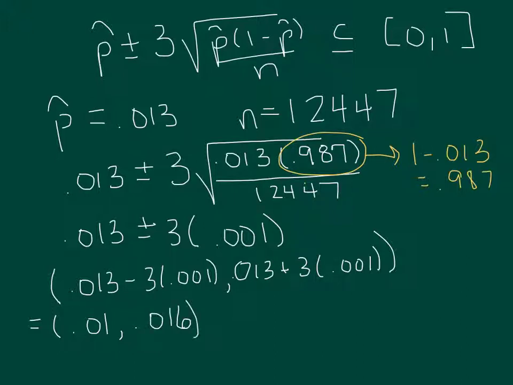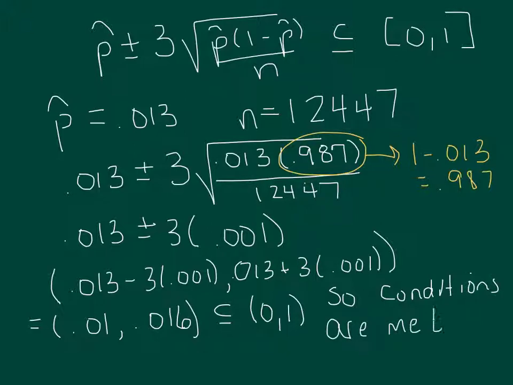0.016. Okay, and if you look at that, that is certainly contained between 0 and 1. And so the conditions are met. Okay, so that's really all you have to check. It's a calculation. You're going to take your p hat plus or minus.